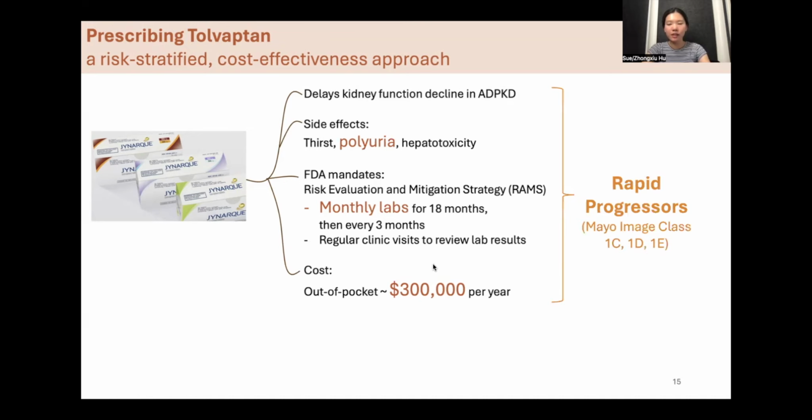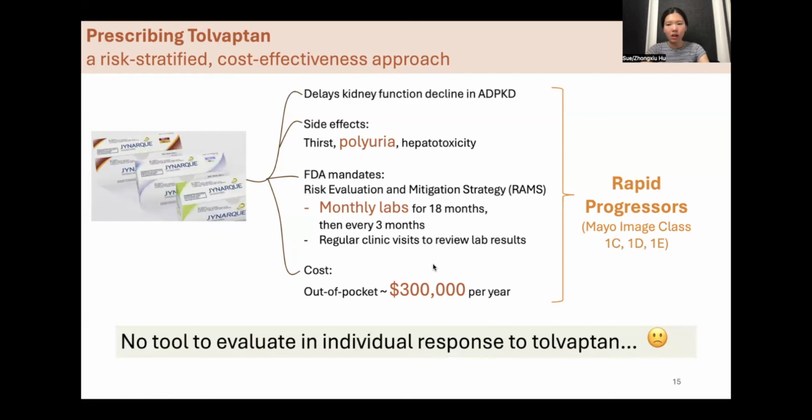So after balancing the pros and cons of tolvaptan, in clinic, it is only administered to ADPKD patients with rapidly progressing disease, hence Mayo Imaging Classification 1C, 1D, 1E. I'll talk more about this classification system later. Although the tolvaptan pivotal trials offered great insights on the general behavior of the drug, there is a lack of tools to assess individual response to tolvaptan.